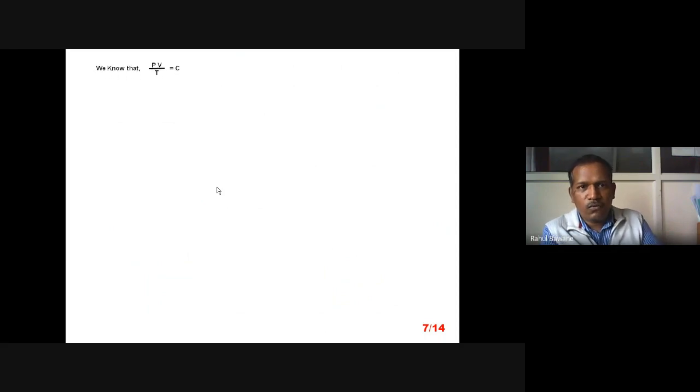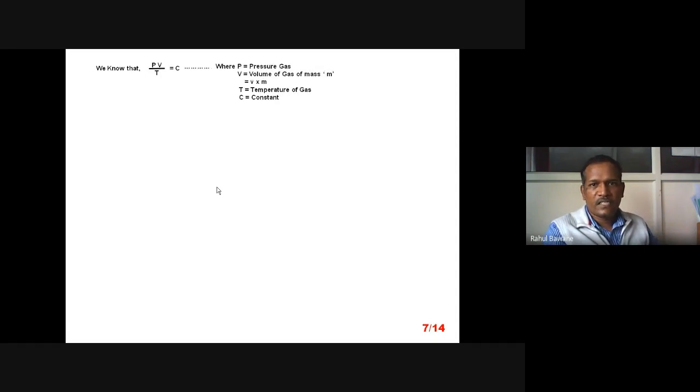Now we received the general form: PV upon T equals constant, where P is pressure, V is volume of gas having a total mass M. So how do we calculate the total volume? Total volume is specific volume multiplied by mass of gas. T is the gas temperature and C is a constant.